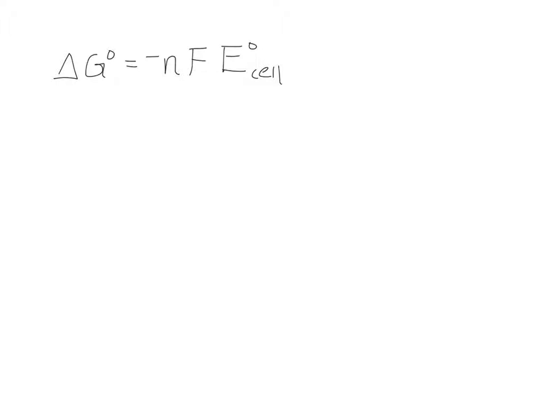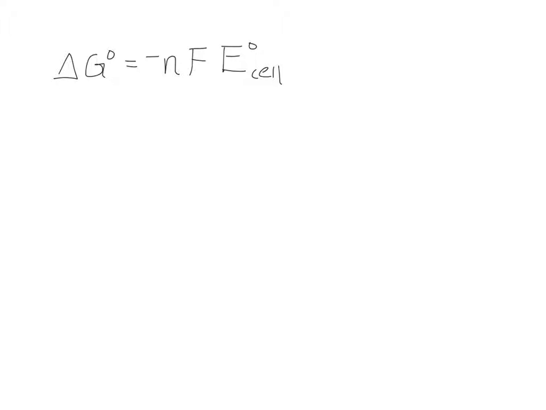What that means is that if the E cell voltage is a positive number, delta G is negative, and therefore the redox reaction is spontaneous. So a positive cell voltage means a spontaneous redox reaction under standard conditions.